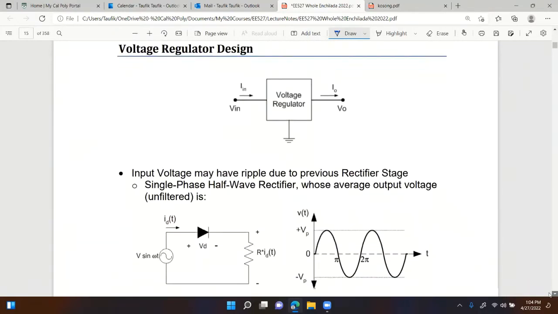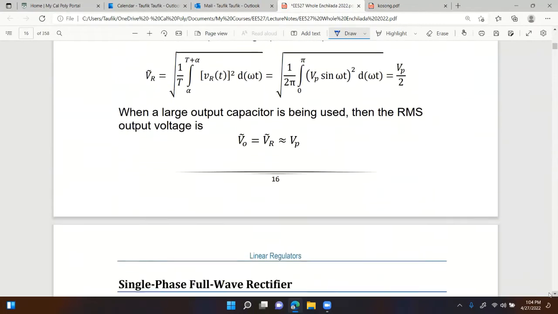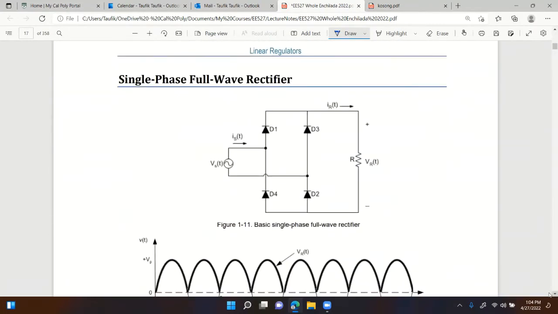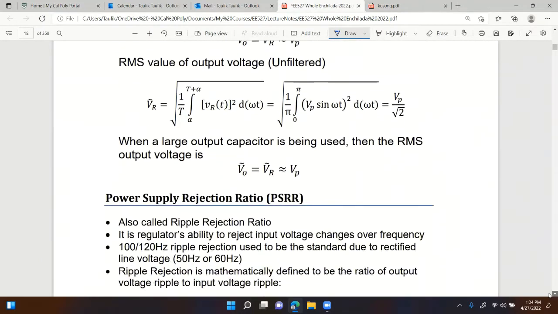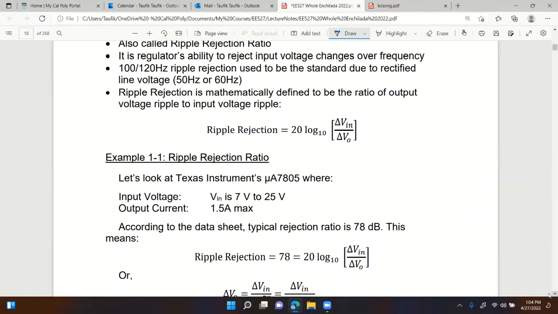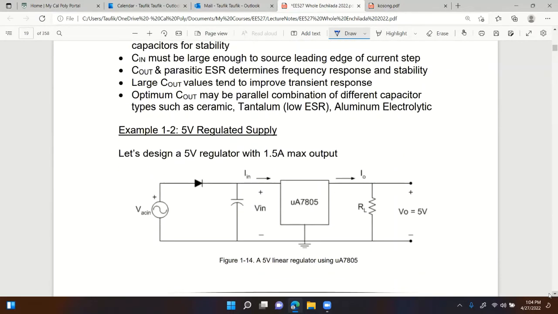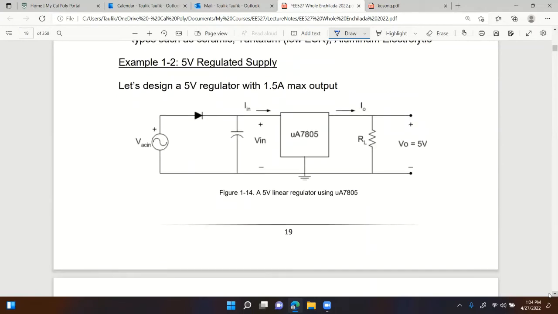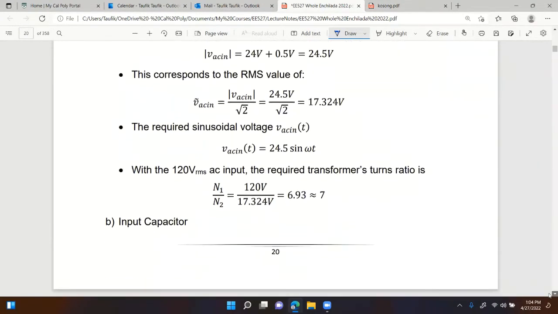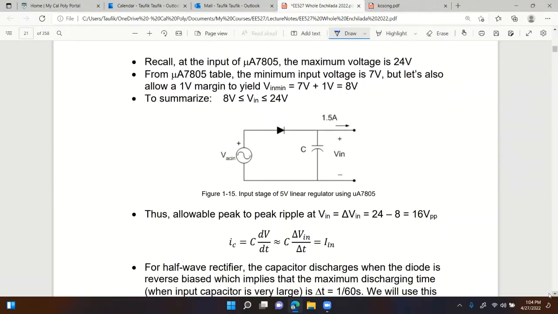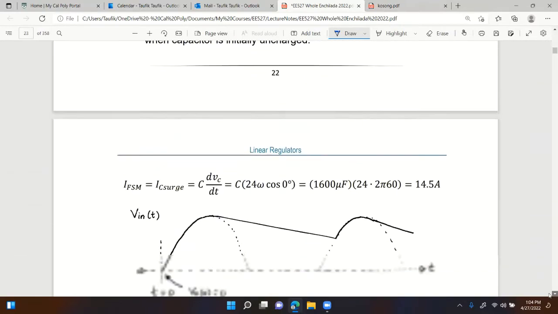Then you have the voltage regulator design. The tricky part here is the capacitor sizing, I believe. Single phase rectifier with linear regulator, if you combine them both. Input and output capacitor sizing, and the transformer if you need to use transformers. Again, I'll go over this if I have the time.